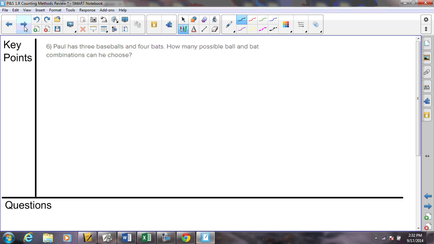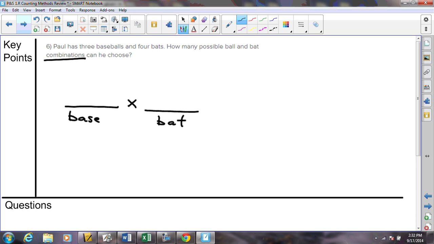This is a piece that's a little bit tricky. It says the word combination. That does not make this a combination problem. It doesn't even make it a permutation problem. This is one that's probably done easiest by simply saying he has the baseball and he has the bat. We can use the fundamental counting principle to get our answer.